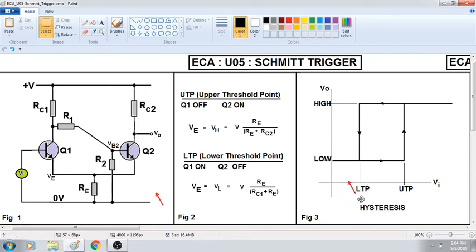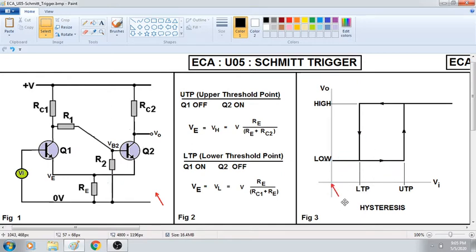Okay, now what will happen here? It will follow the graph. While it is moving from 0, it will follow this graph. You can see the arrow. When it comes to LTP, will it go from low to high? No. Why? Because this arrow is not pointed from low to high. It is pointed from high to low, so it cannot take this path. It can only take this path.